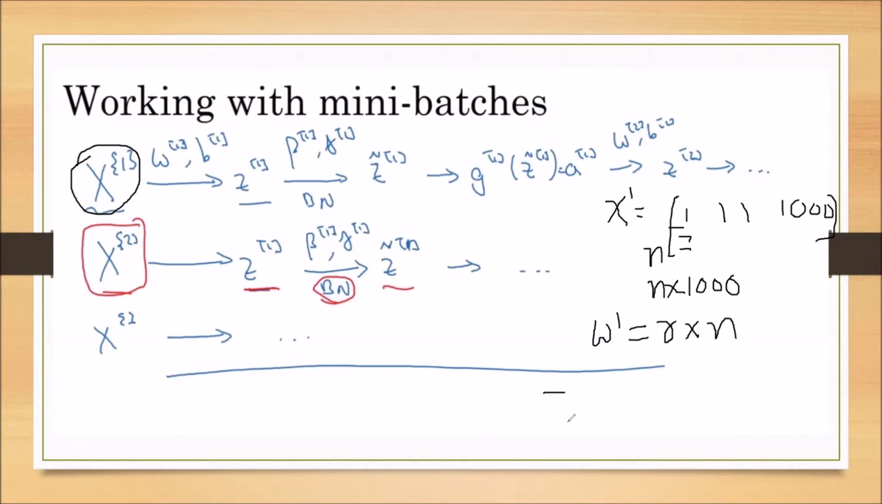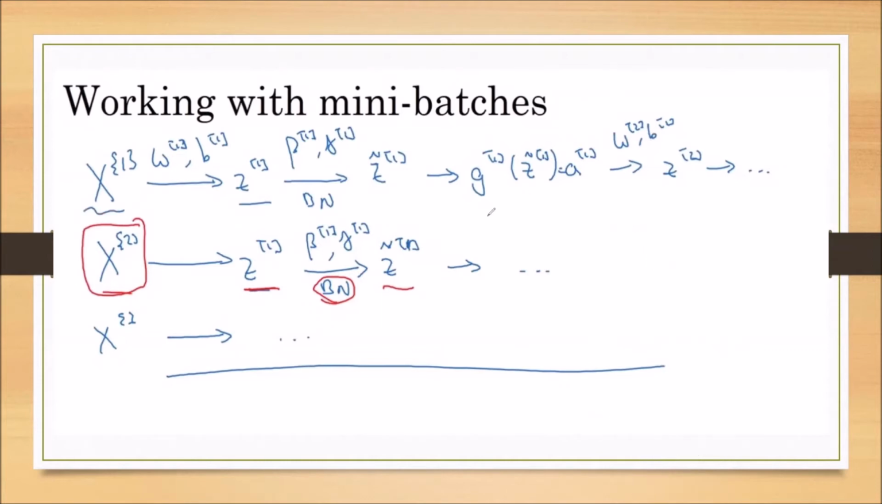Now Z superscript 1 is equal to W superscript 1 into X superscript 1 plus B. Here W superscript 1 is R by N, and X superscript 1 is N by 1,000. When we multiply R by N with N by 1,000, the resultant matrix is R by 1,000. So the Z superscript 1 matrix size is R by 1,000.